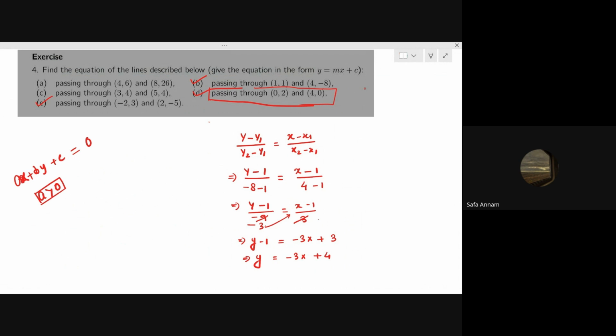Sir, can it be written as 2y plus 1x minus 4 equals 0? 2y plus x minus 4 equal to 0. Absolutely correct. Just rearrange in the standard form: x plus 2y minus 4 is equal to 0. Absolutely correct. Then do that 4c. This problem you do, and then we'll see the last one that is different.